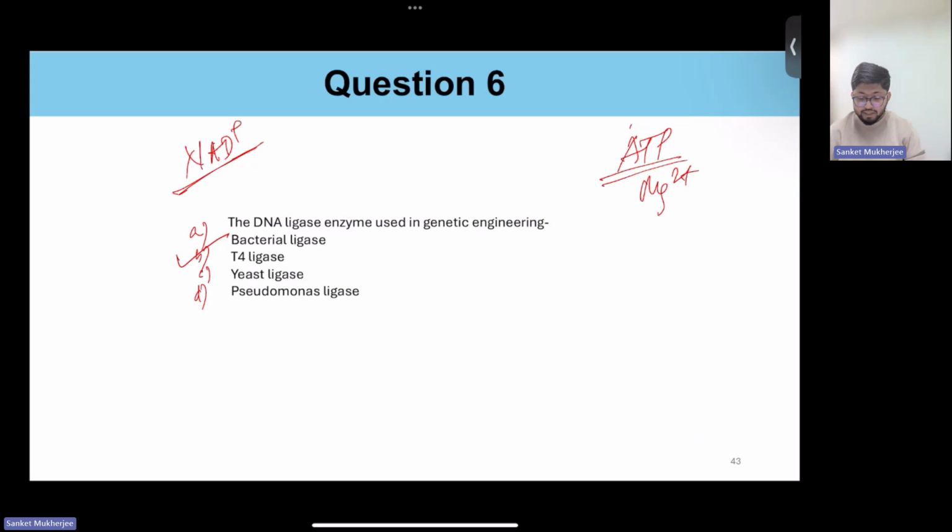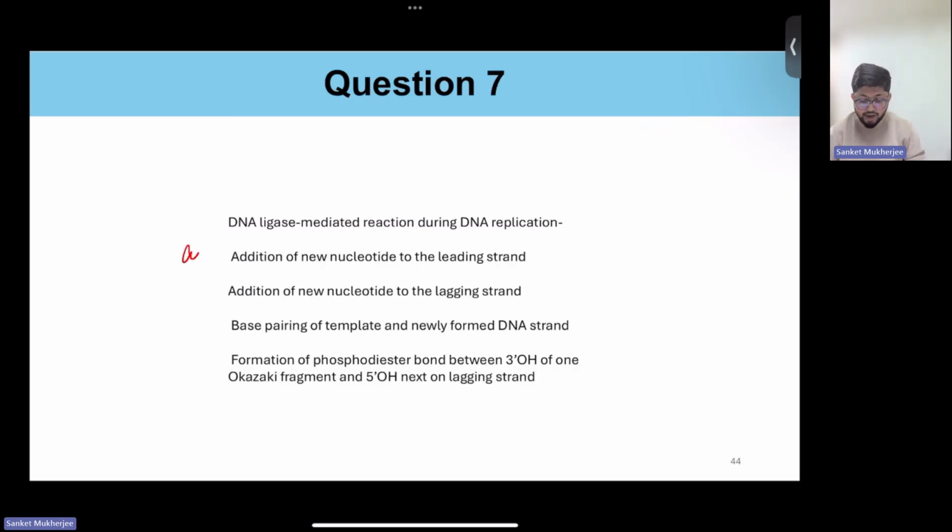DNA ligase mediated reaction during DNA replication causes addition of new nucleotide at the leading strand, addition of new nucleotide at the lagging strand, base pairing or formation of phosphodiester, base pairing of template and newly formed DNA strand, or formation of phosphodiester bond between 3' OH of one Okazaki fragment and 5' P on the lagging strand. So in DNA replication, joining Okazaki fragments happens because polymerization activity is only from 5' to 3'.